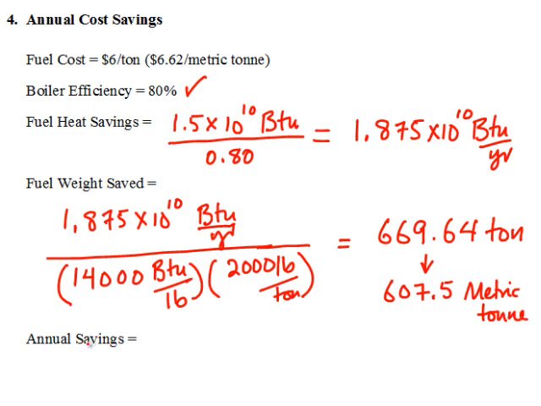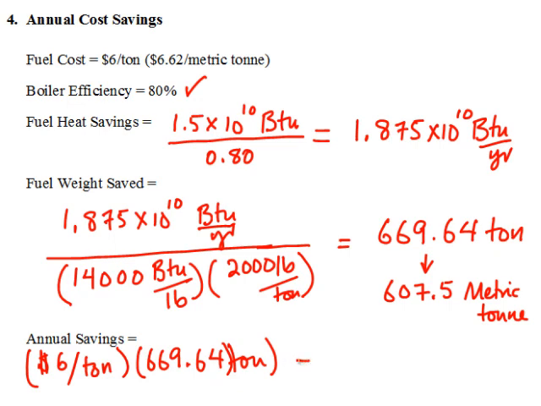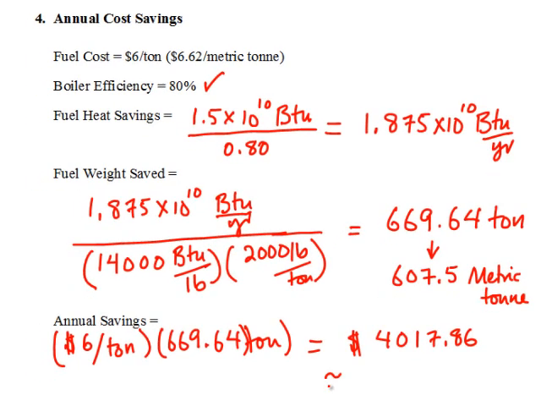The annual savings can be calculated because we are given the fuel cost, which is $6 per ton, the US ton, times 669.64 US tons, and that figure comes to $4017.86, or approximately $4,018.